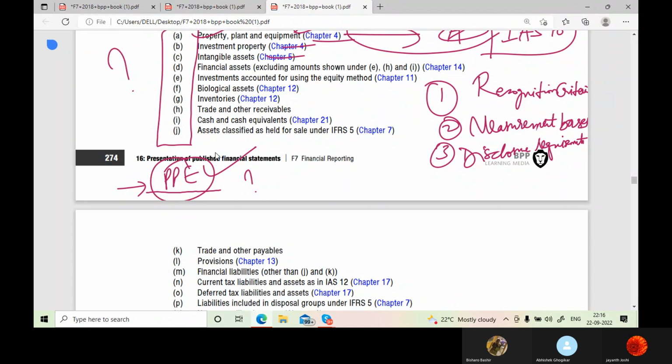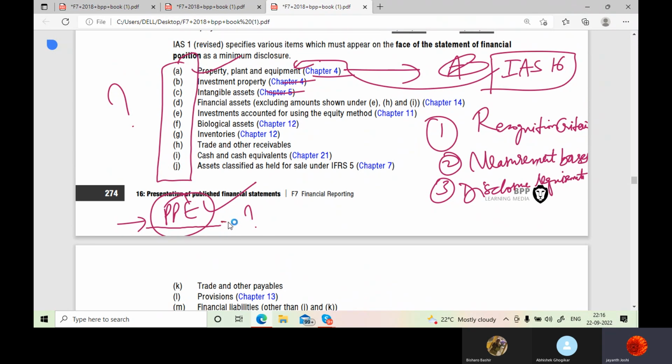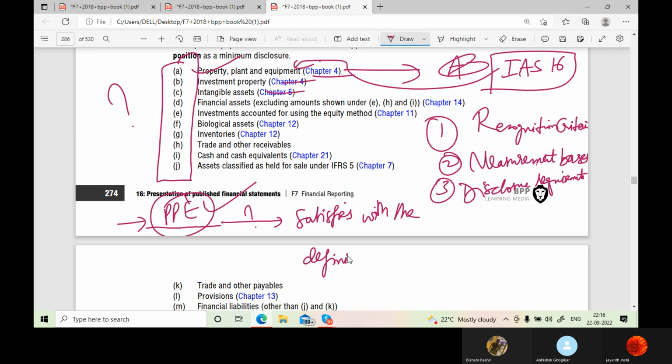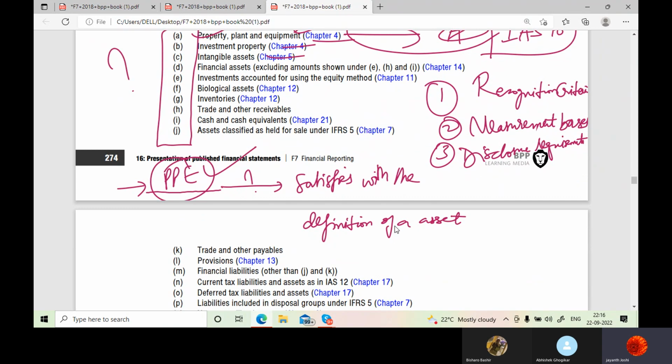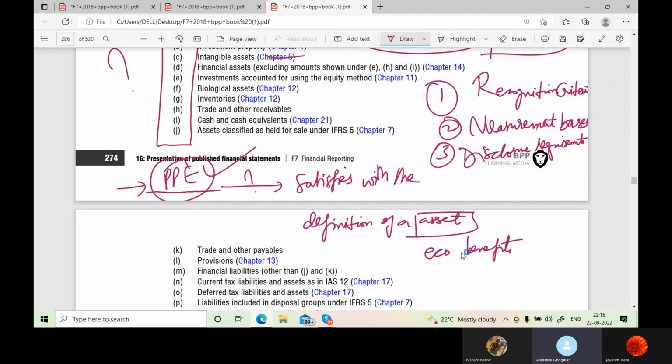It's an asset. But why? How can you say it is an asset? A fixed asset. Yes, it's a fixed asset. Why? Because it satisfies the definition of an asset. So what is the definition of an asset? An asset is something which gives us economic benefits or has a value to the organization.